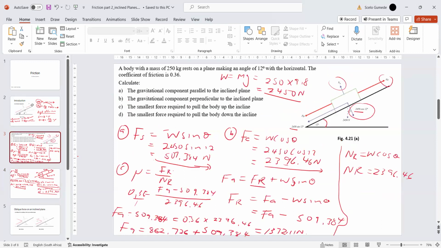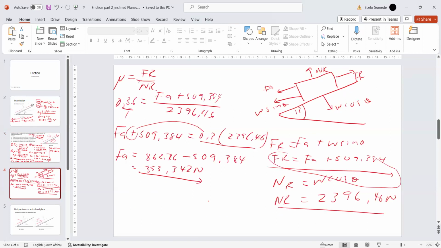As you can see, when you are pulling the object up, you need a greater force, 1,372, because you are overcoming the incline. But when you are pulling it down, you are helped by the slope being in your favor. That's why you only need 353 newtons. That's how we solve this type of equation. Go through many of these questions. If you can do 5 or more, I think you're going to be safe when you're writing your exam.